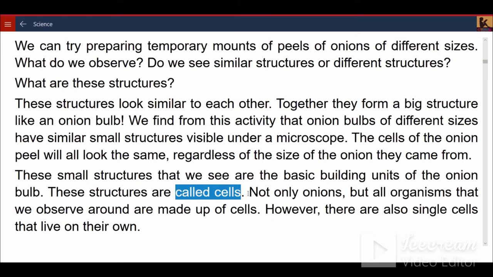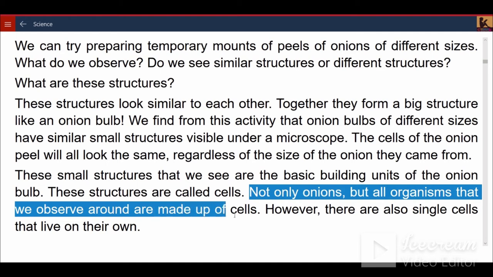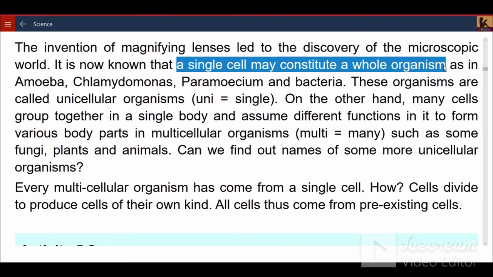So from this we can say that not only onions but all organisms that we observe around are made up of cells. However, there are also single cells that live on their own. A single cell may constitute a whole organism, like amoeba.